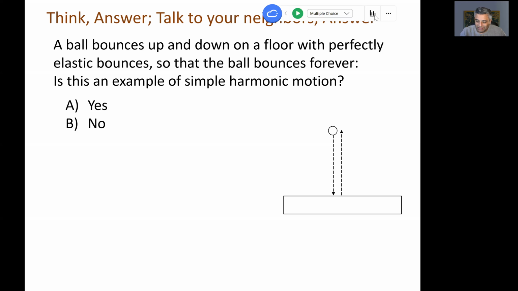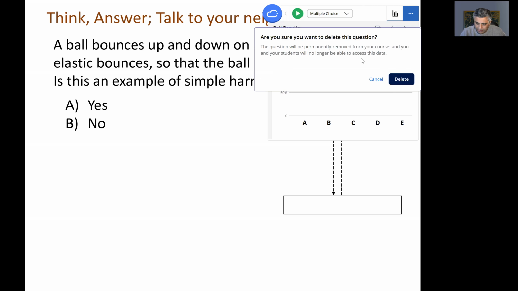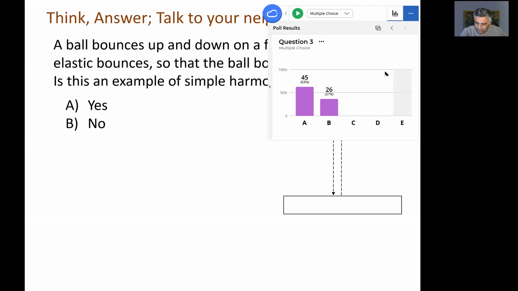Let's see what we got. Hey, where are we? Is there a way to delete this here? No. Is there a way to delete it here? Hey, there he is. Okay.